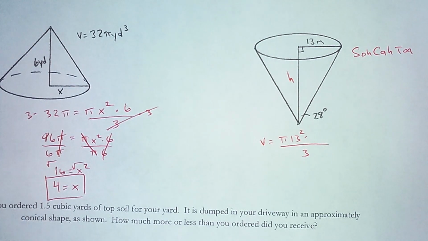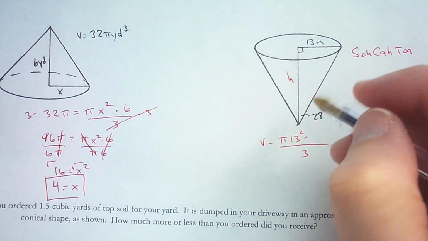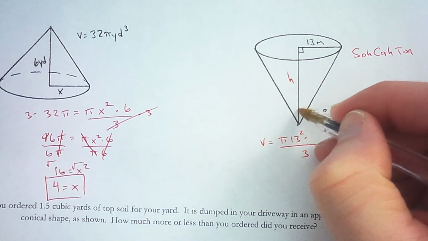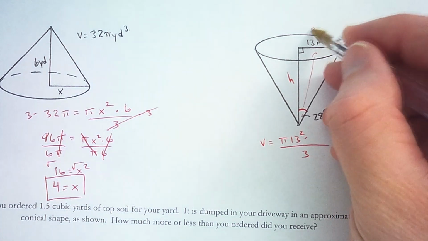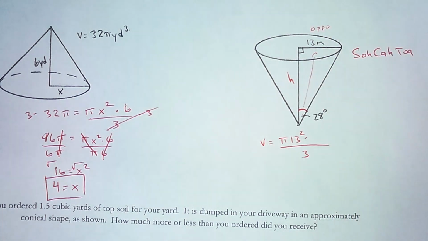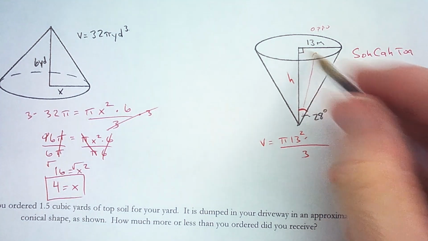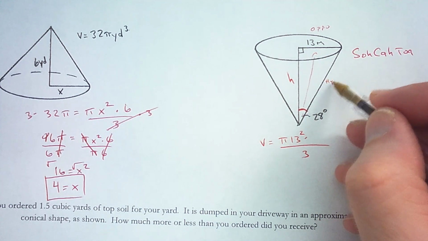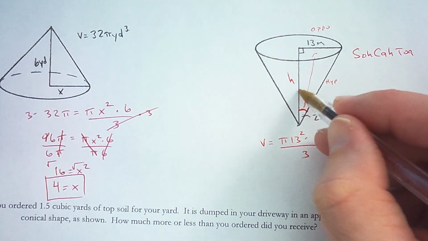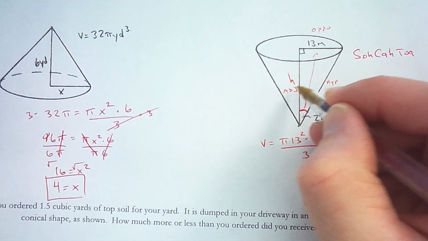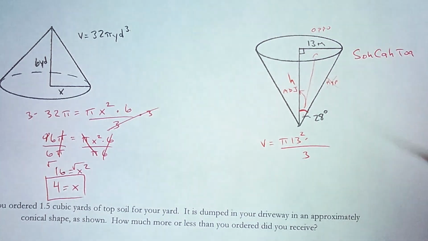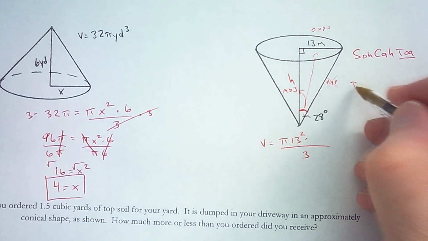Sine, cosine, or tangent. Okay, so across the triangle from this 28-degree angle, that is the opposite leg. Across from the right angle, that's the hypotenuse. And then here, right next to the 28, is the adjacent leg. Now I'm not using the hypotenuse here. I'm using opposite leg and adjacent leg. And that is right here in TOA, so I'm using tangent.